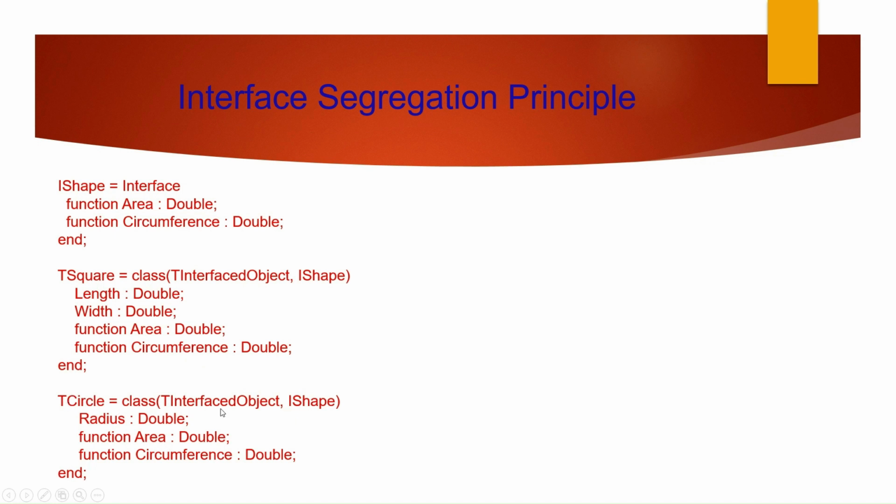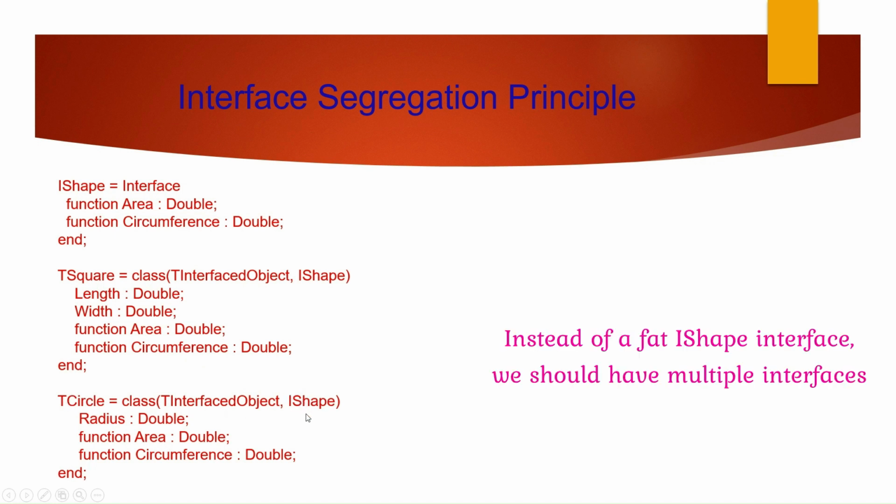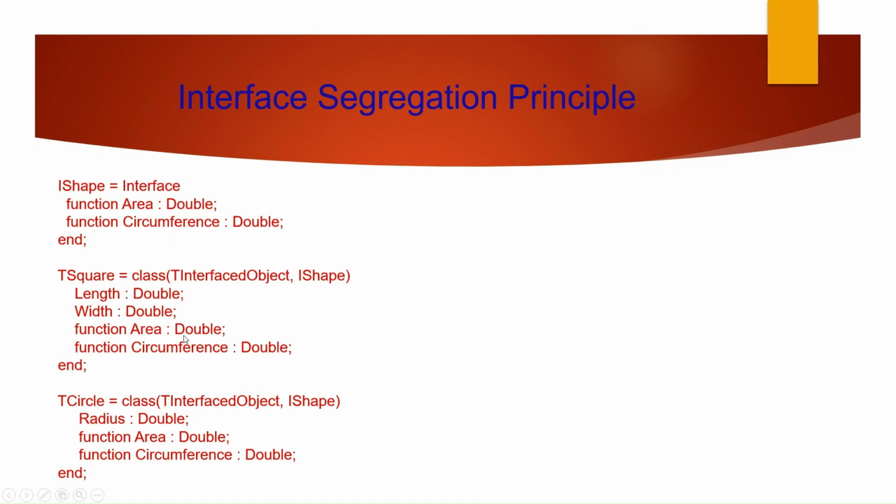Next, the TCircle class is there. Here also I'm inheriting IShape. Why am I inheriting IShape? Because I need the area and circumference. So in this circle class also I need to give the definition of these two methods, area and circumference.